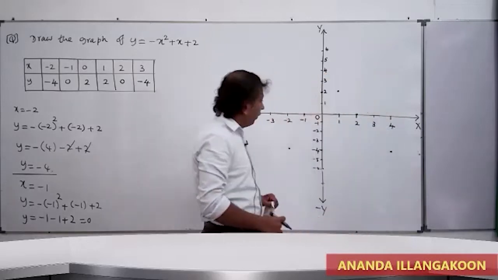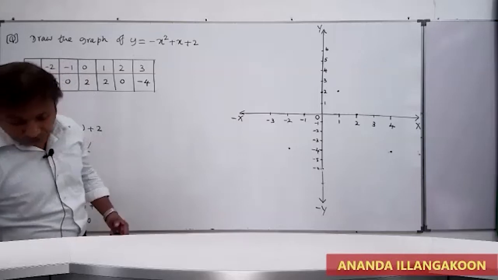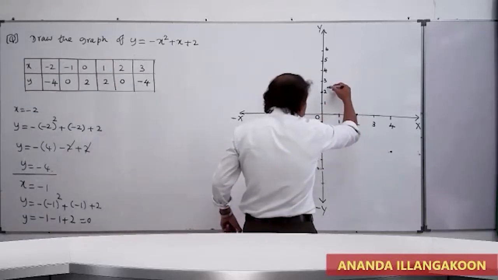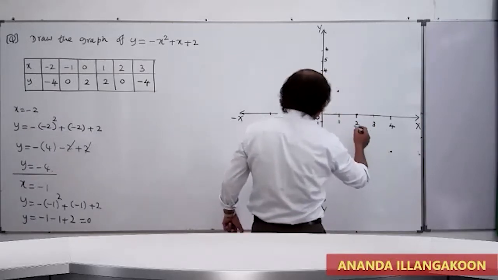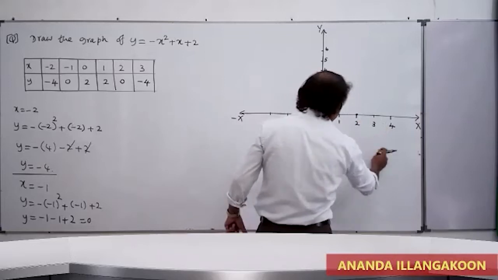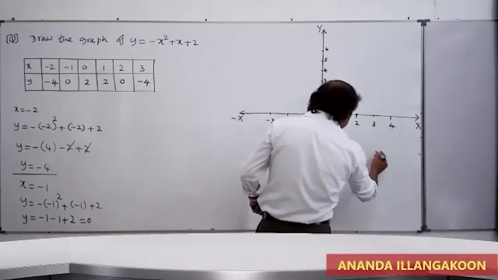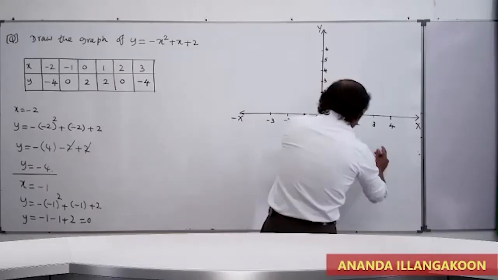Okay. Now, by smoothly drawing these points, people, we can draw the graph here, right? Graph is coming like this now. X equals 3, y minus 4, like this.